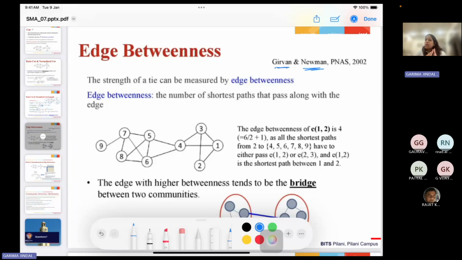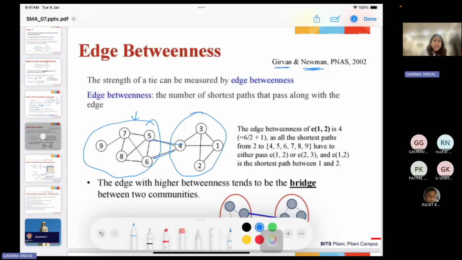Then they saw that there are certain bridges that connect these two communities. So you can see that maybe this is a community and maybe this is another community. And they saw that there will be very few connections that connect these two communities as compared to the number of connections that are there within the communities. Now how do you quantify the bridges? Then they came up with this idea of betweenness centrality.